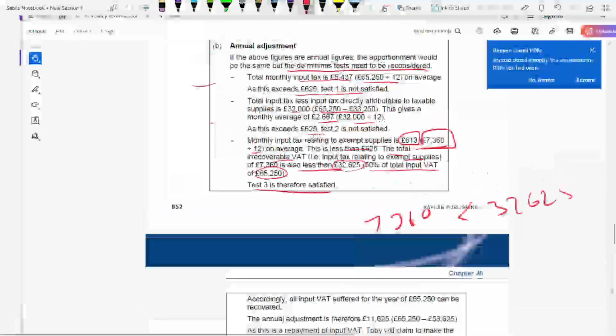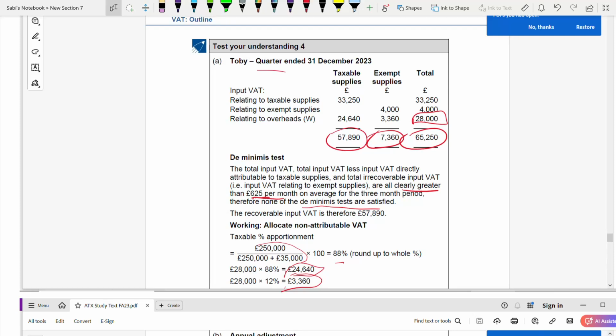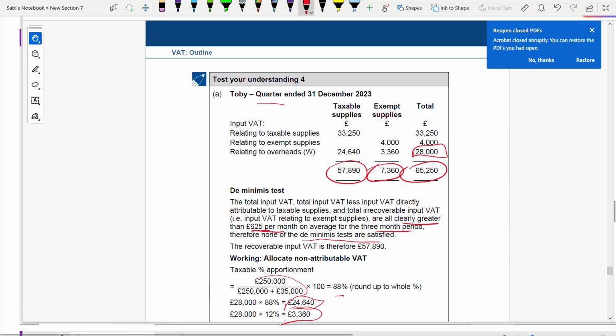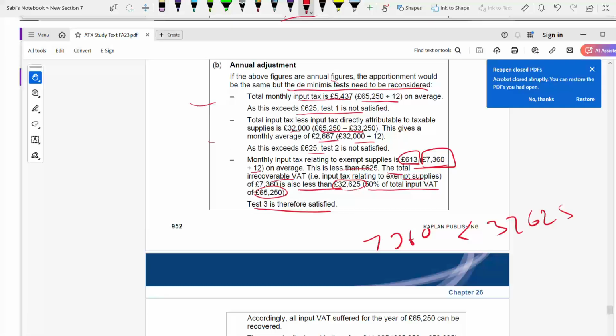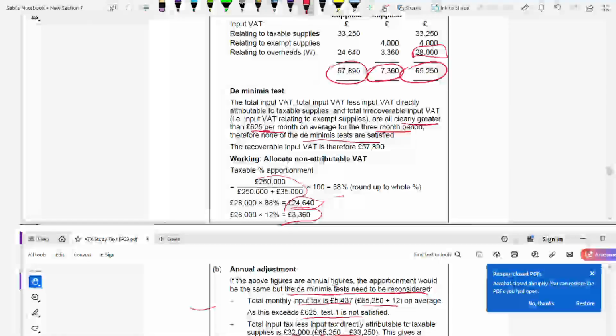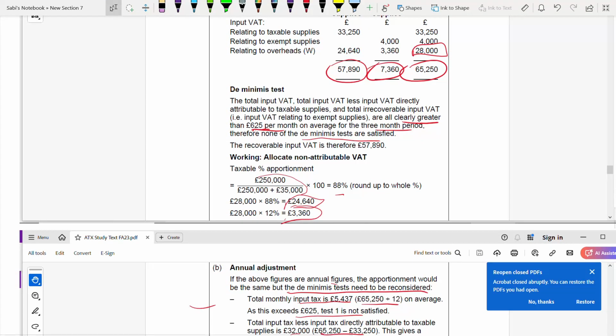So because test 3 is satisfied, what happens? So if you are taking, see, this you are taking on a 3-month period, okay? This test on a 3-month period is not satisfied on a quarterly basis. But when you're taking annual adjustment, test 3 is satisfied. Okay.